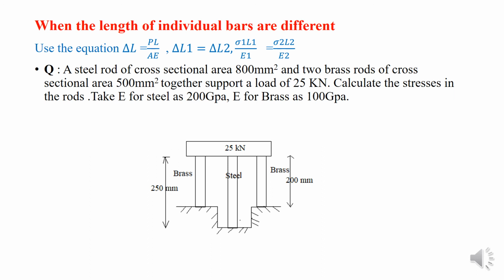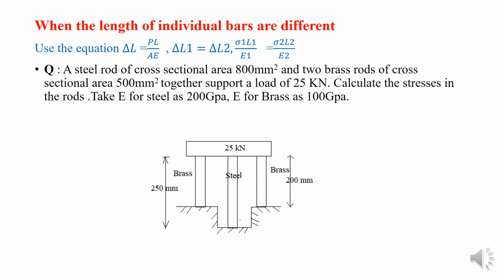Now, when the lengths of the individual bars are different, we have to use the equation delta L is equal to PL by AE. For the first bar, sigma 1 L1 by E1 is equal to sigma 2 L2 divided by E2. So the question: a steel rod of cross-sectional area 800 mm square and two brass rods of cross-sectional area 500 mm square together support a load of 25 kilonewton. Calculate the stresses in the rods. Take E for steel as 200 gigapascal and E for brass as 100 gigapascal. Okay, so this is the question.